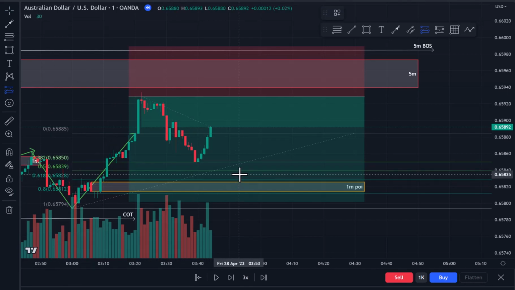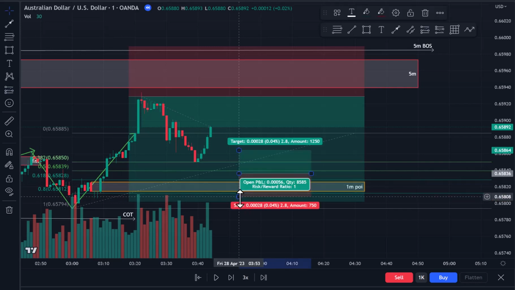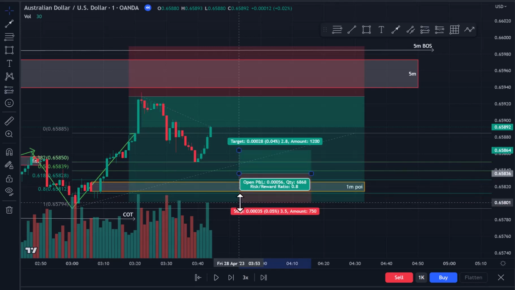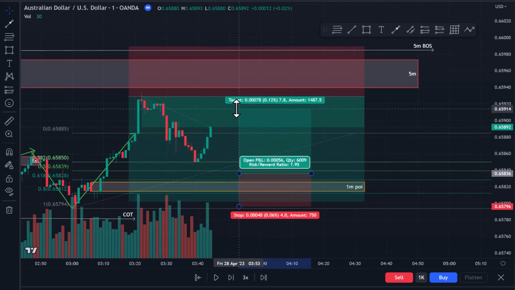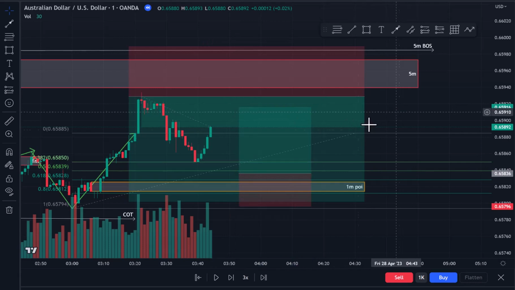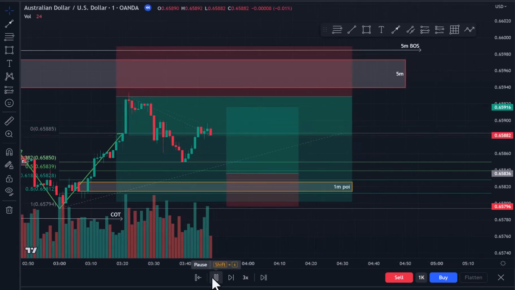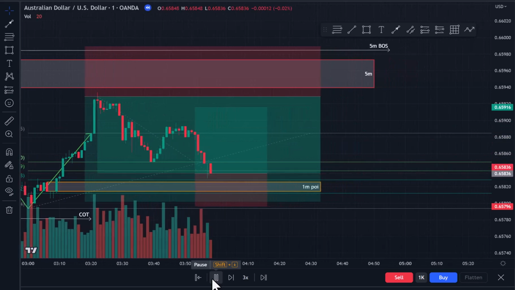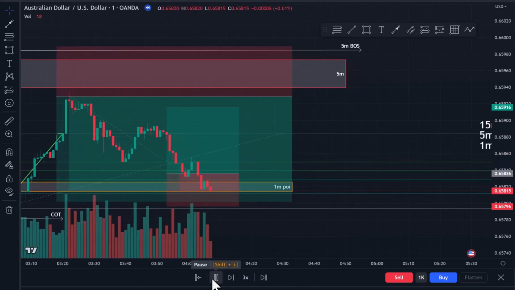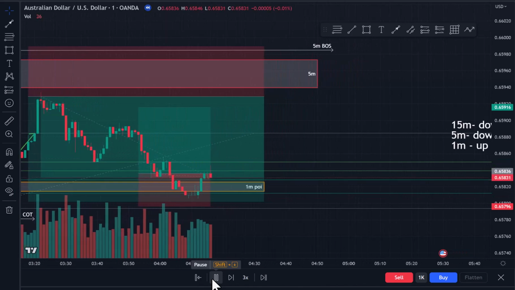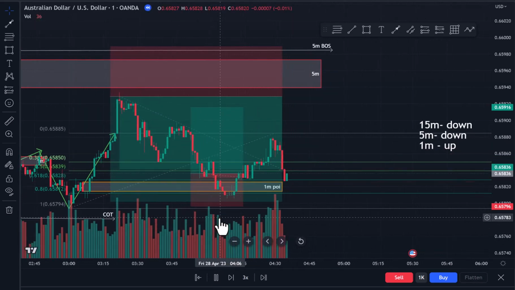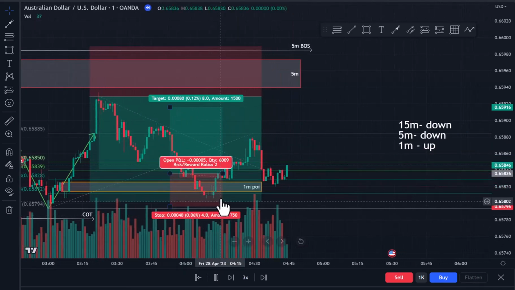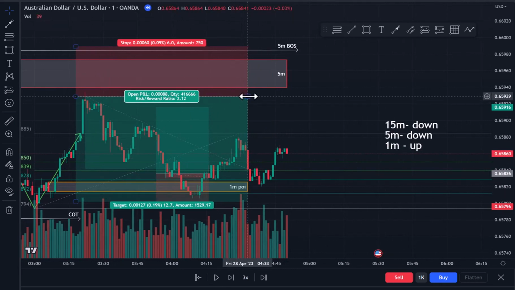65826, 65836. Probably have like a 3 or 4 pip stop. Target would be a high up here for like a 2 pip pullback. And at this time, both trades are still running. Alright, let's see where we're at.